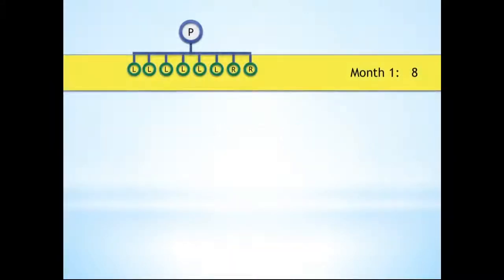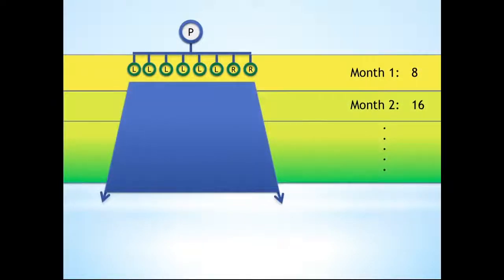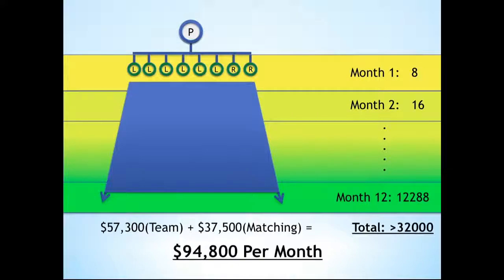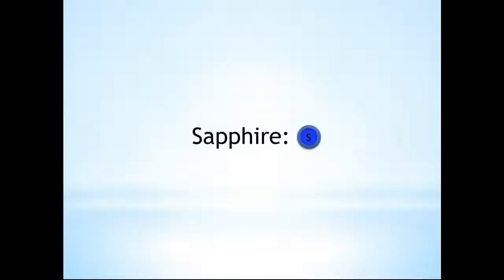What happens at Pearl? If you put 2 on one side and 6 on the other, and the same pattern repeated, your organization would consist of over 32,000 people, and you'd earn a team commission check of $57,300, with matching bonuses of over $37,500 monthly. That's a total of over $94,800.